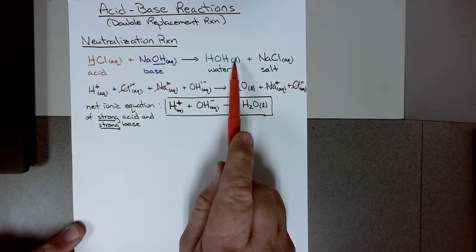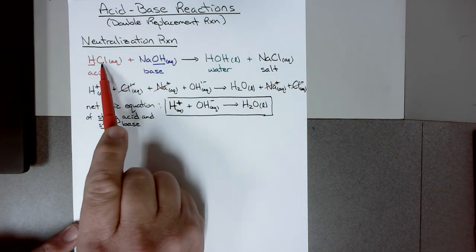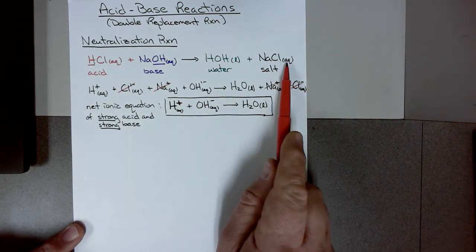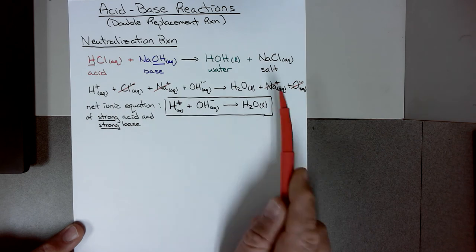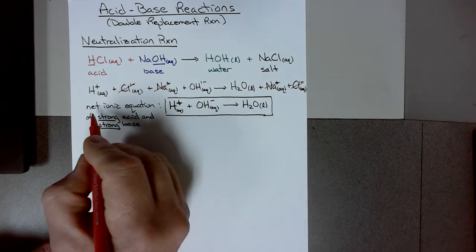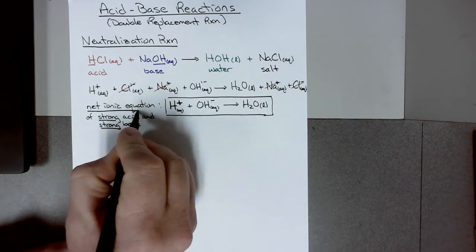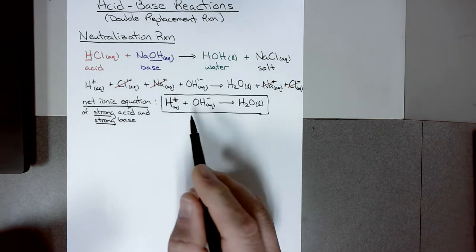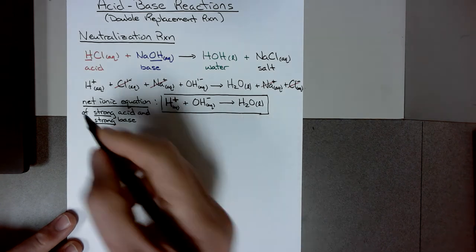It's not aqueous, it's liquid. And the sodium plus goes with the chloride minus to make NaCl, aqueous. And then we have the total ionic here, but really what's important is that this net ionic is always the same for our acid bases. The net ionic is always H plus OH minus gives you water.